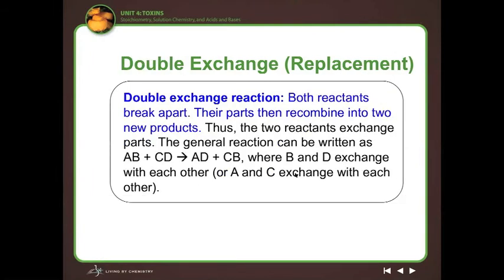And double exchange is when both reactants break apart. Their parts then recombine into two new products. Thus, the two reactants exchange parts. In general, the reaction can be written like AB plus CD yields AD plus CB, where B and D exchange with each other, or A and C exchange with each other.